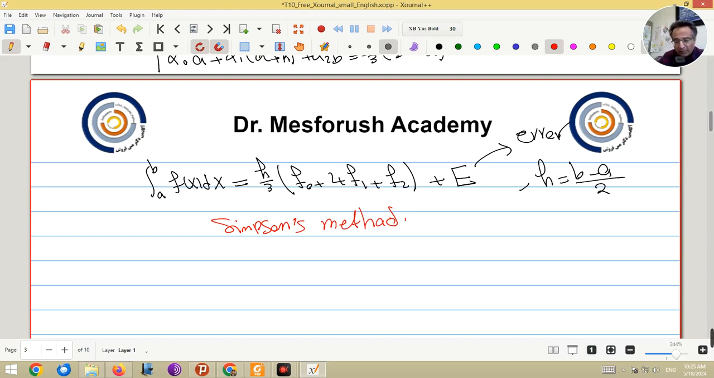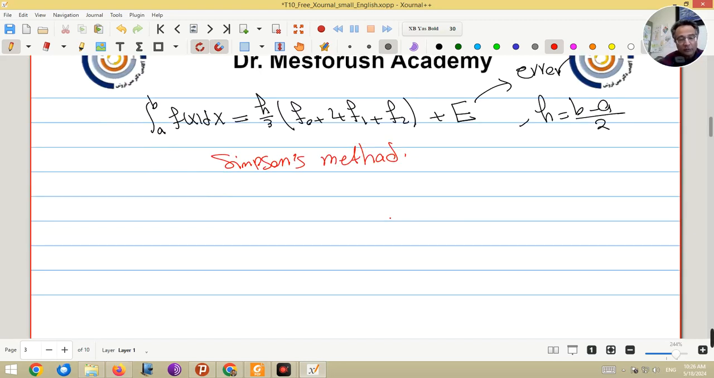Now let me solve an example, and I compute an integral, the exact value and the value of the integral for different techniques.